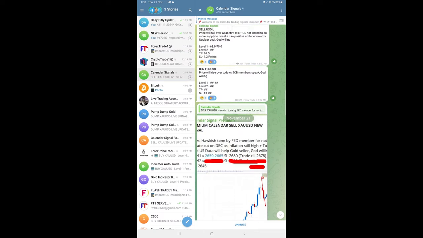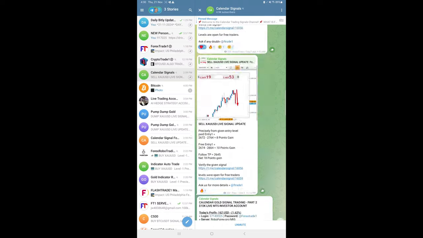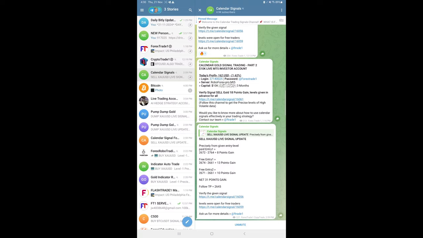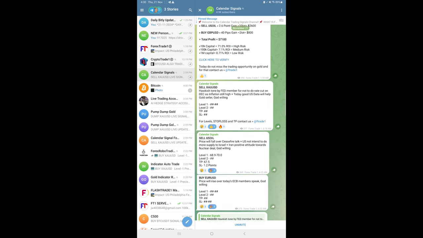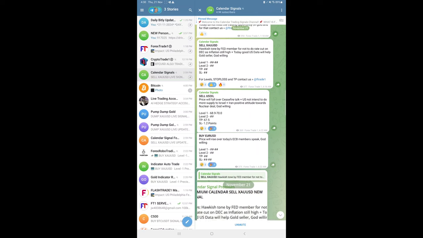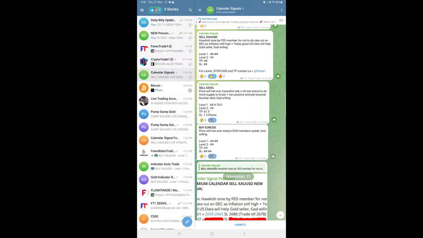We will update at the end of the day how much total gain we made on US oil and EURUSD. Even if the SL is hit, the big profit of 31 points on gold easily digests the loss on the other signals. And if you see the past days' performances also, each and every day we are making very good profit on our gold signals.